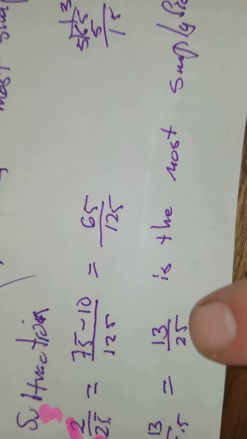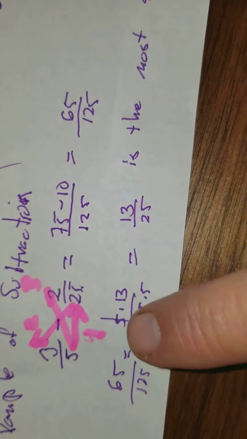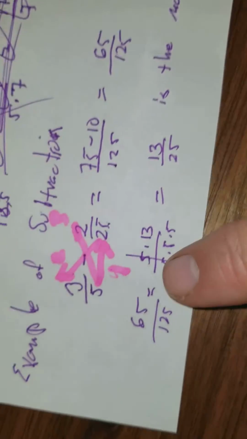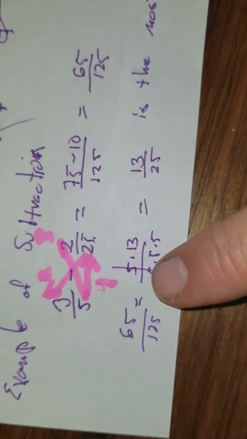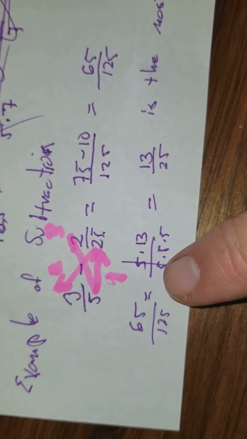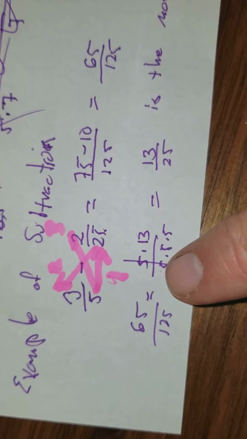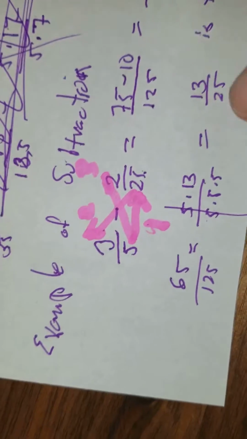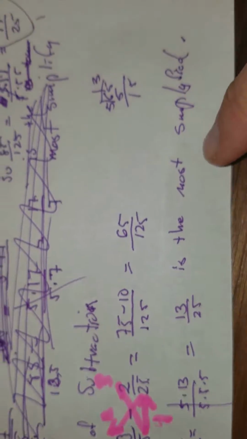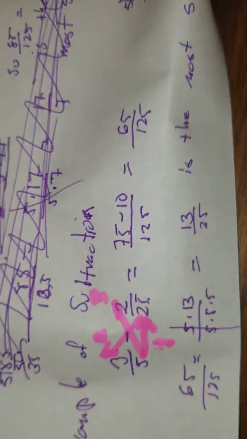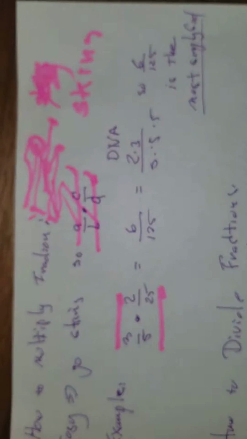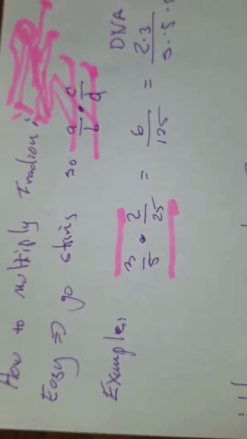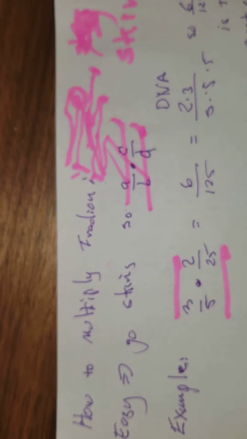Then we look at the DNA, and we find out that 65 can be written as 5 times 13, and 125 can be written as 5 times 5 times 5. Yeah, so you can see that one set of 5 will divide out, leaving 13 over 25, and that's the most simplified form. So that only leads us to 2 other things to be able to do all fractions in the universe. And first, it is called multiplying fractions.